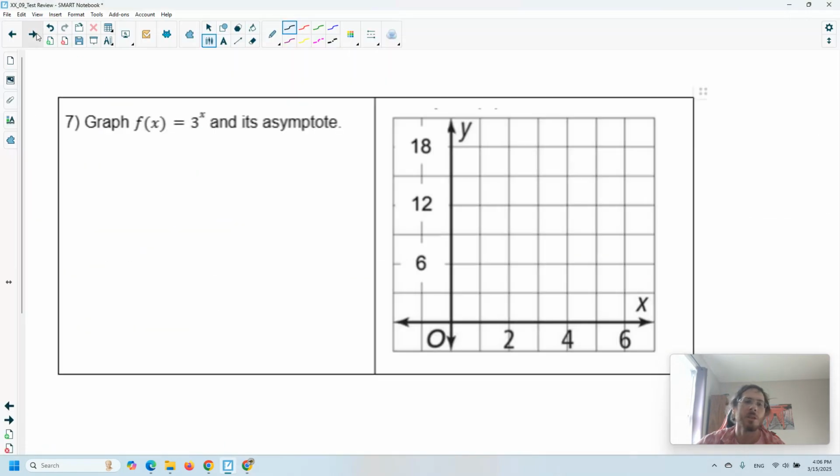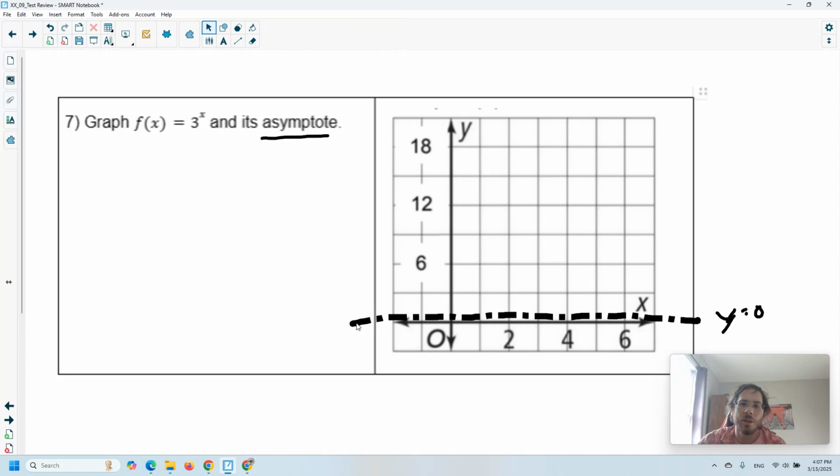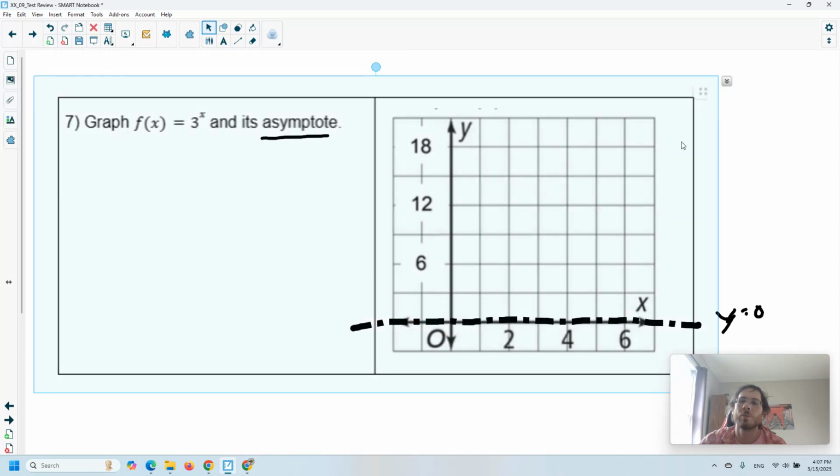All right. For number 7, graph f of x equals 3 to the x and its asymptote. A lot of people had trouble with this because they didn't follow the directions. I'm just going to go ahead and put the asymptote down first because I know the asymptote is just going to be right here at y equals 0. So this is just going to sit right here at y equals 0, and I'm even going to move this down a little bit because I think it's a little bit too high. It looks a little bit better.